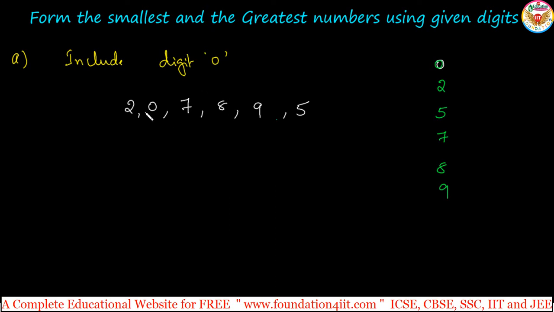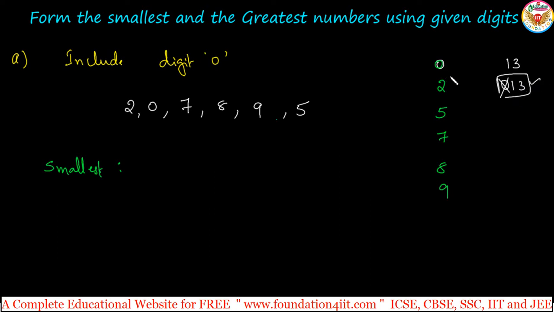So when the digit 0 is included, we need to frame the number using all the digits without repeating. All 6 must be used. First the smallest: we should not write 0, 2, 5, 7, 8, 9, because no number starts with 0. Like 13 is one number, but 0, 1, 3 is also nothing but 13 only. We need not start any number with 0.